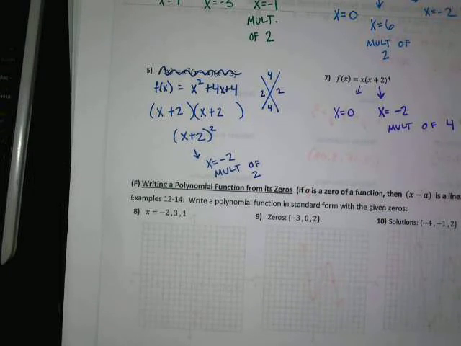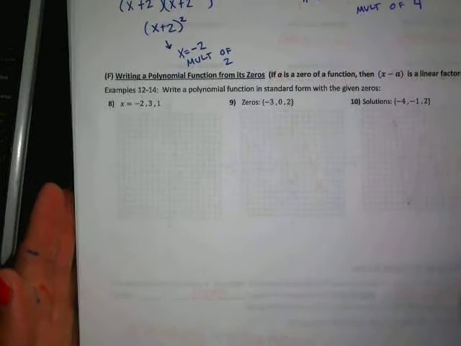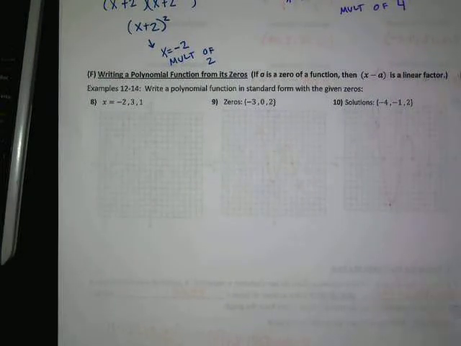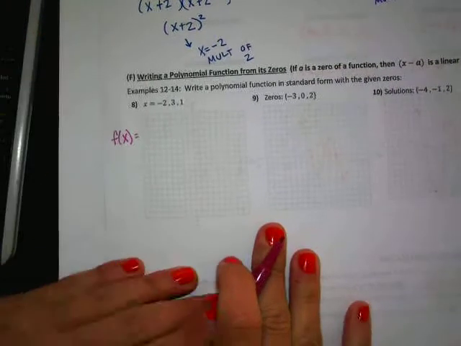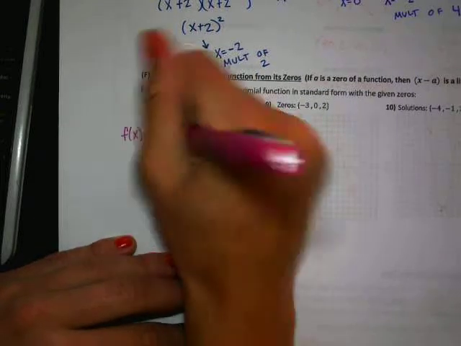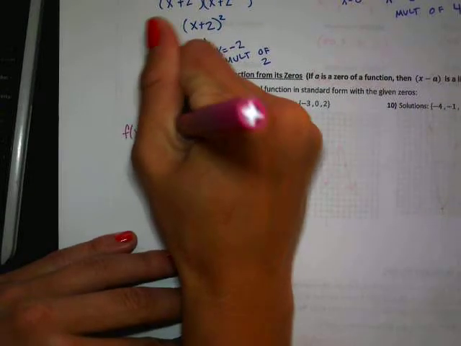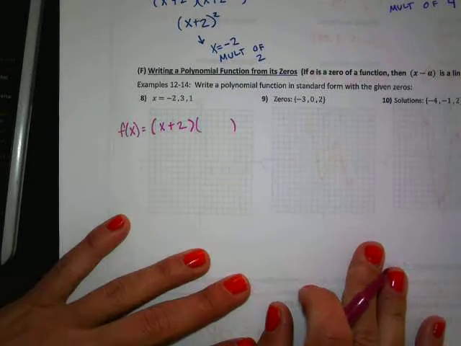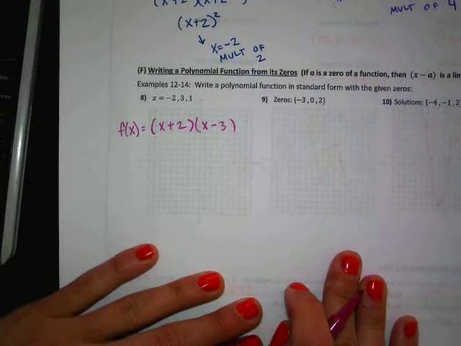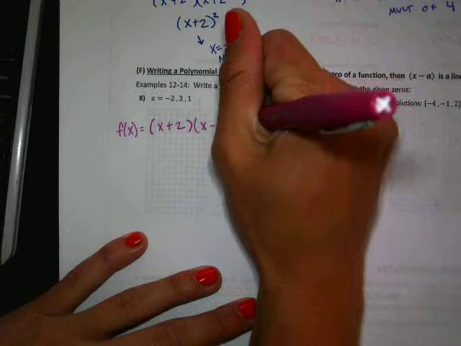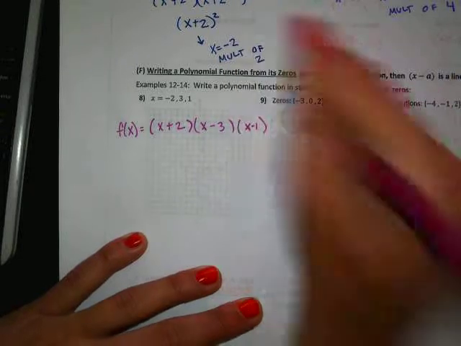Does that make sense? All right, awesome. Drop down to the last part here. All right, this last part, we are going to just go backwards. So I give you the solutions, the zeros, and you are going to write it as a polynomial function. So we're putting it back into the factors. All right, so on number 8, if I were to put -2 back into a factor, it would be x plus 2. And if I were to put 3 back into the factor, it would be x minus 3. And then if I were to put 1 back into the factor, it would be x minus 1.